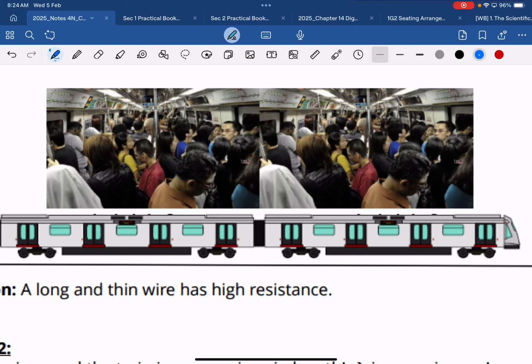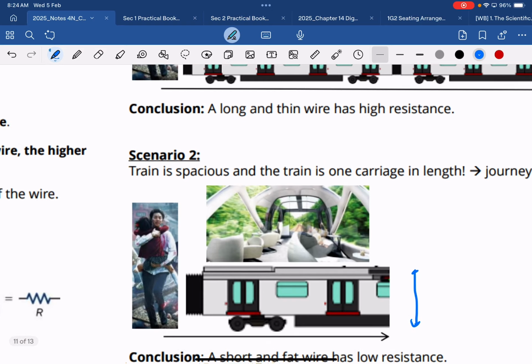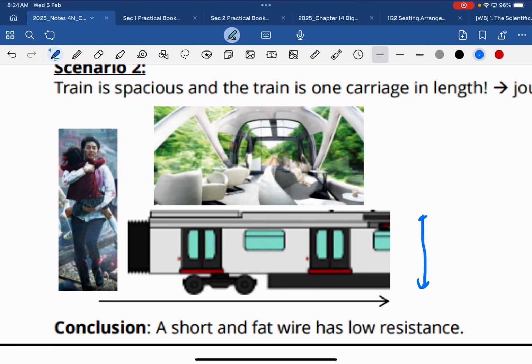What happened? You will most likely be brushing past every single one of them, right? Hey, excuse me. Then you brush past some sweaty ones, some not very nice ones. So you brush past everybody, and you will feel that you have a lot of resistance. Why? Because some people just refuse to budge. You cannot move. Resistance. And imagine you literally have to move from one end of the train to the other end. You will take at least 15 minutes maybe, because some people just refuse to move or cannot even move because there are too many charges already. Compared to another one, bigger, thicker, more spacious.